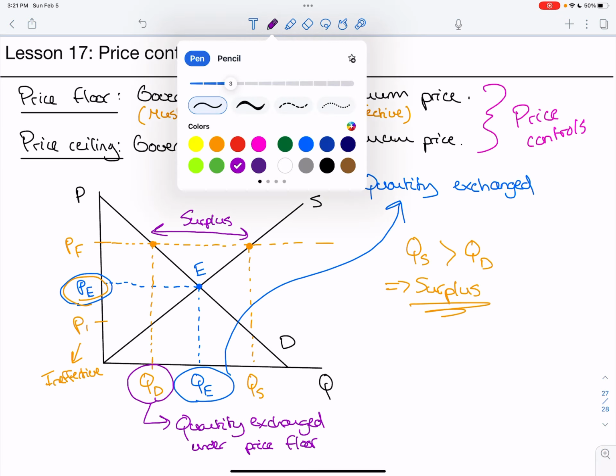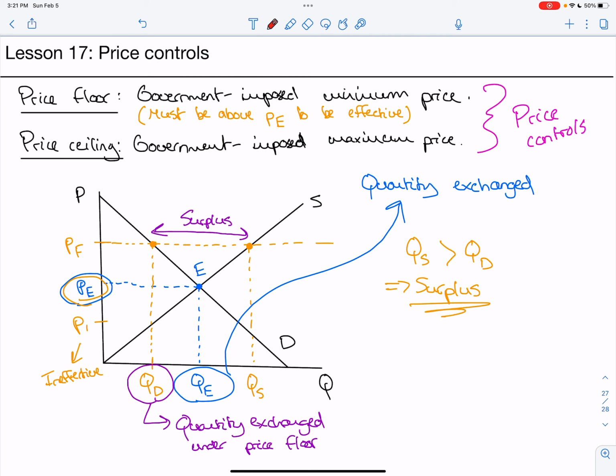So, what will happen to price under a price floor? The price will rise from the equilibrium price to the price floor price, and quantity exchanged will decline from the equilibrium quantity down to quantity demanded.